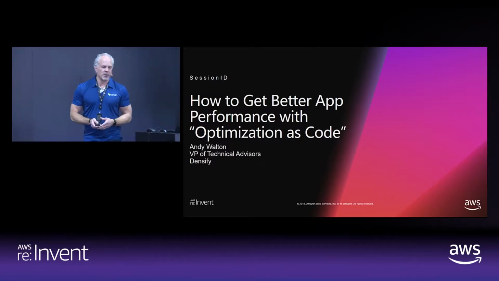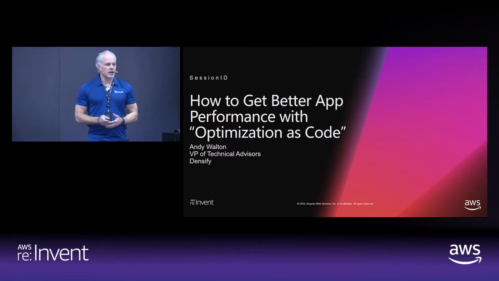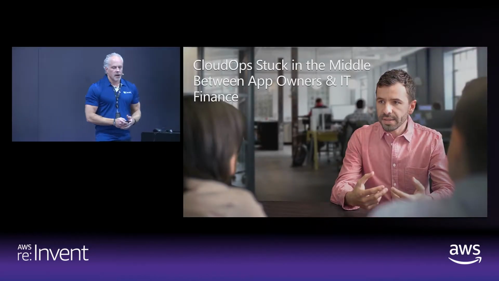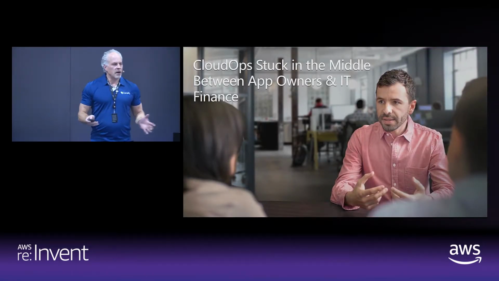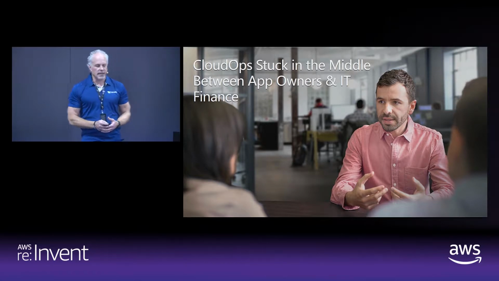Today I'm going to talk to you about getting better application performance and, as a result, lowering your cloud spend with optimization as code. And we'll start this journey with this guy I call Mario. So Mario's a cloud operations guy, and he's stuck in the middle between two very important and powerful groups.